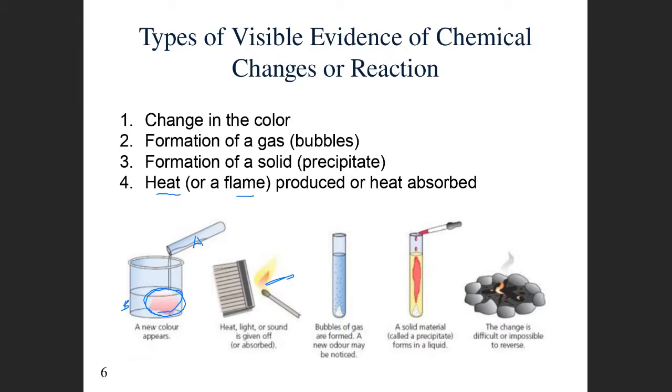The production of heat or light is also evidence of a chemical reaction. If I have air bubbles, the air bubbles are evidence that chemical reactions and chemical changes have been happening. Also, when I add A to B, and I notice that a solid material is precipitated at the bottom of the tube, the precipitation is evidence of a chemical reaction.